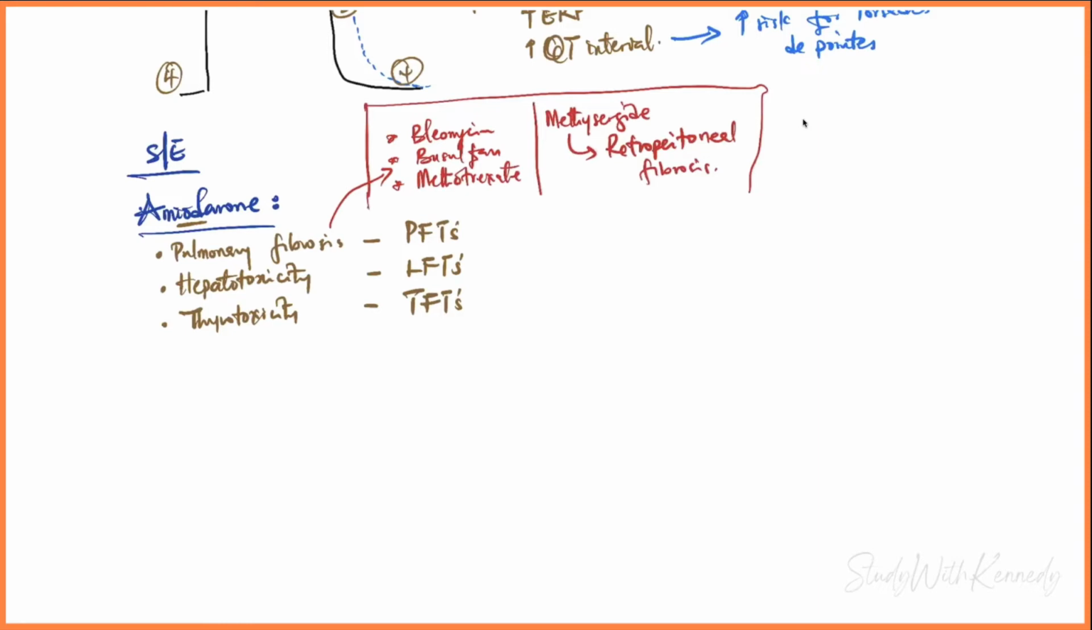All right, so bleomycin, busulfan, and methotrexate will cause pulmonary fibrosis. Methysergide will cause retroperitoneal fibrosis. You want to bear these in mind. Amiodarone will cause hepatotoxicity. For that, we want to do liver function tests. It's going to cause thyrotoxicity. And for that, we want to do thyroid function tests.